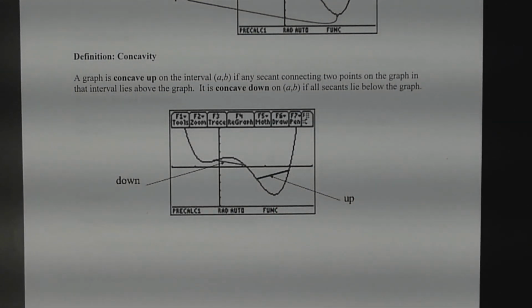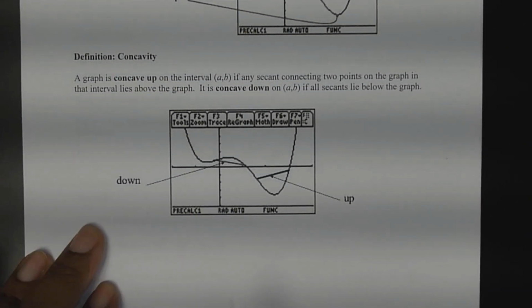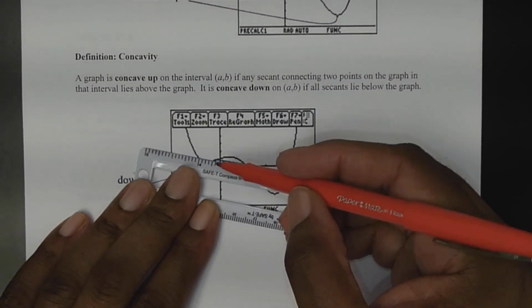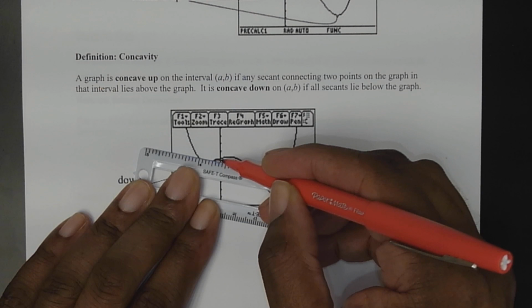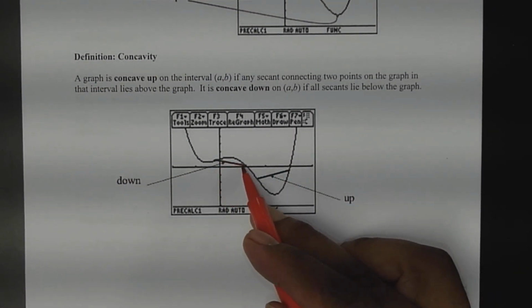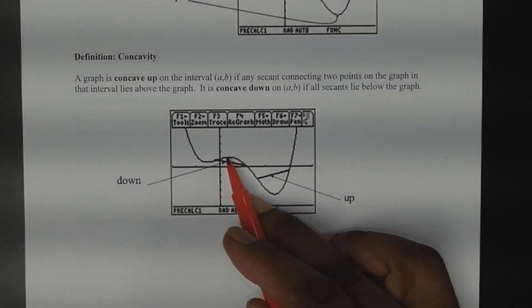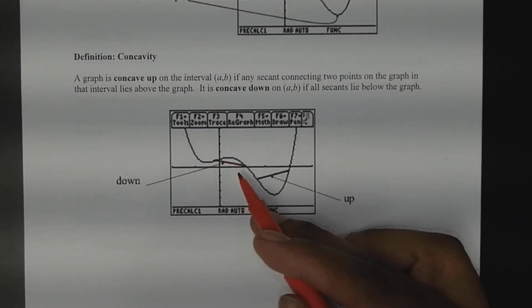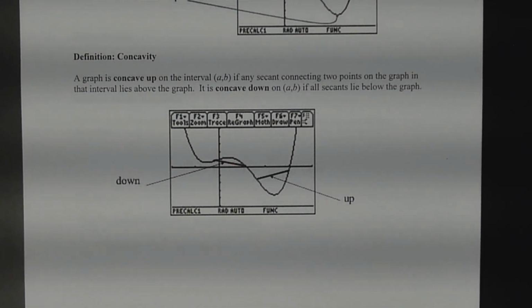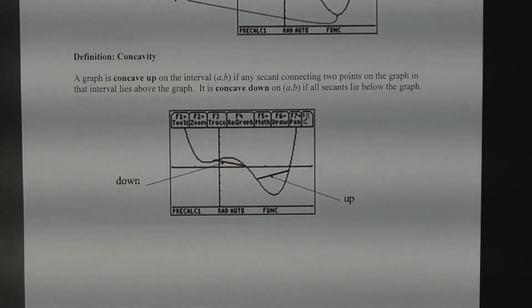Now, if the secant line is below the graph, on the other hand, then that means the graph would be concave down on that interval. So here, this line that I'm going to outline in red, that line is below the graph, meaning on this interval, the graph is concave down. Okay? So that's what concavity is. It could be concave up or concave down.